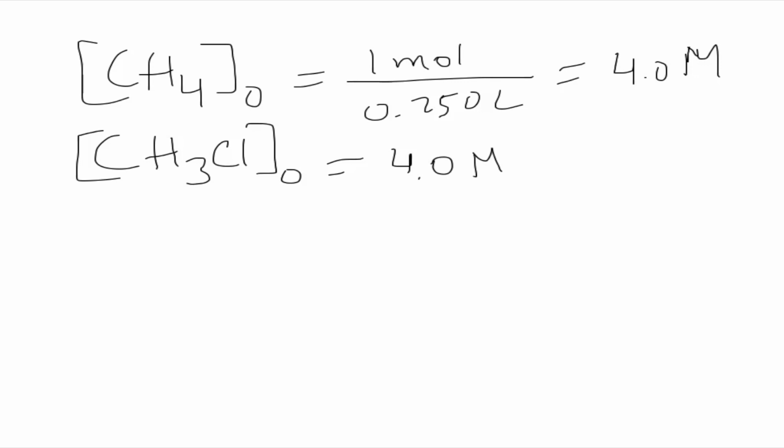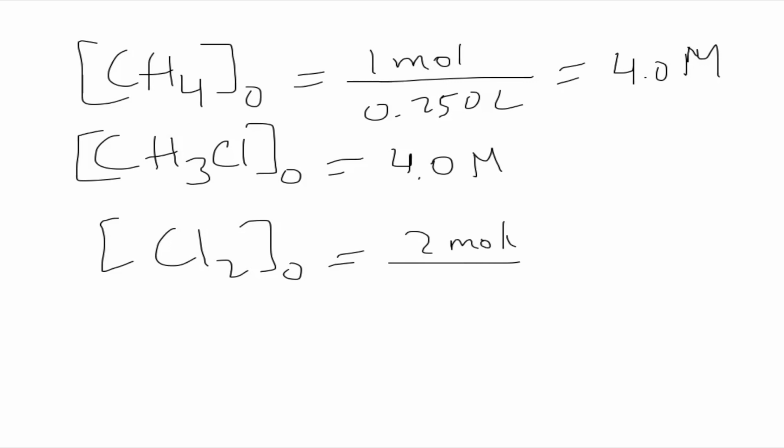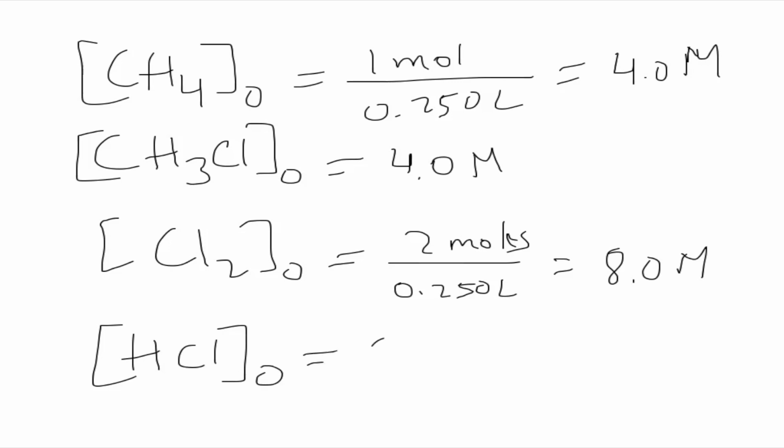Chlorine and HCl, however, have 2 moles instead of 1, so that would be 2 moles over the same volume, which will give you 4 times 2, that's 8.0 molar, and HCl has the same. Hydrochloric acid also has 2 moles, so we just write 8. Now we have the concentration of each of our factors. We can plug that into our equation.